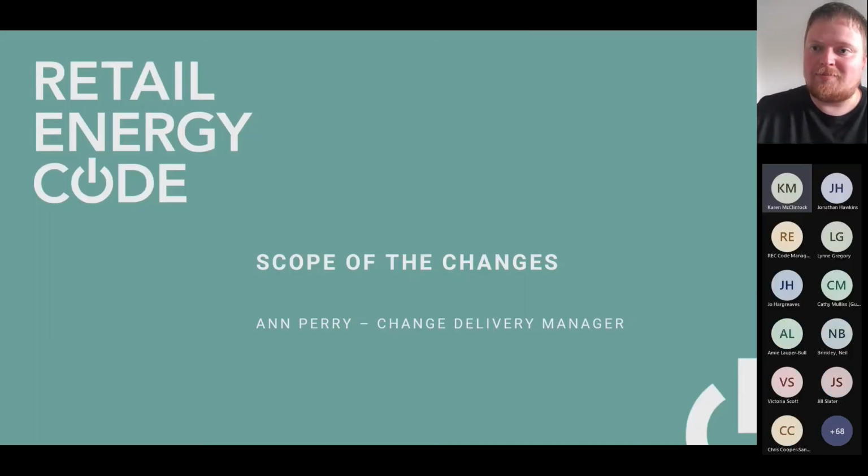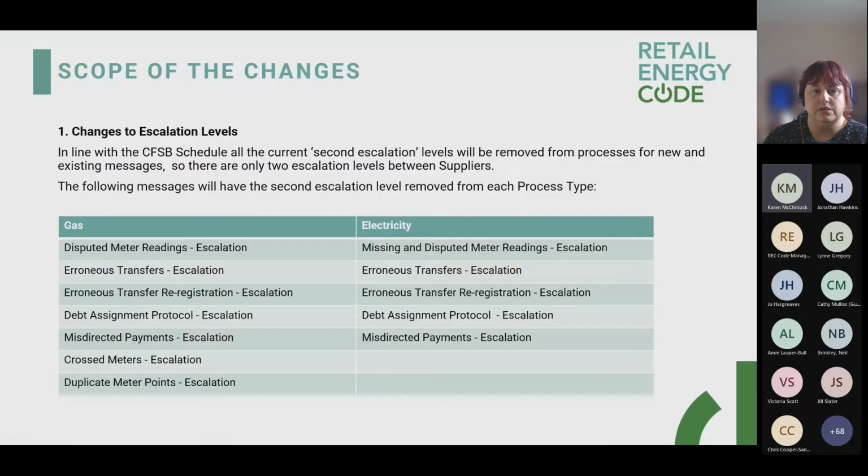Great, thanks, John. So if we can then just move forward and we'll talk about the actual changes themselves. So there are 4 areas of change that will be seen in SDEP. So the first one kind of feeds straight from what John was talking through, which is around those escalation levels. So in line with the schedule, all of the current second line escalation levels will be removed from the processes. So this will impact new and existing messages.